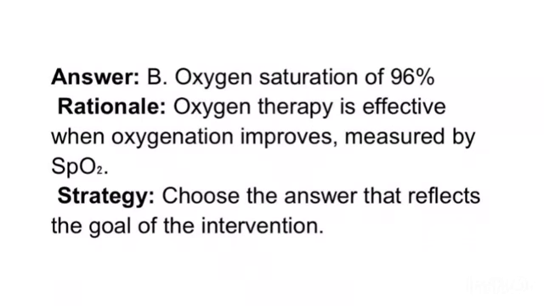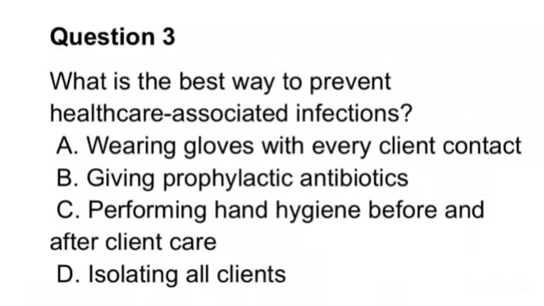Question 3. What is the best way to prevent healthcare-associated infections? A. Wearing gloves with every client contact. B. Giving prophylactic antibiotics. C. Performing hand hygiene before and after client care. D. Isolating all clients. Answer: C.